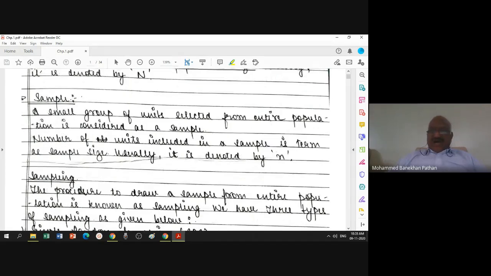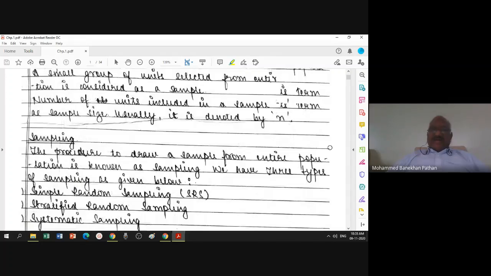Now the question arises, how to take a sample? I cannot take a sample from my side. There should be a certain scientific procedure which will help you to draw the sample. Otherwise, if you take a sample from your point of view, the conclusion may not be accurate for the entire population. That is why there are certain methods which help you to draw a sample from the population, and that is called sampling.